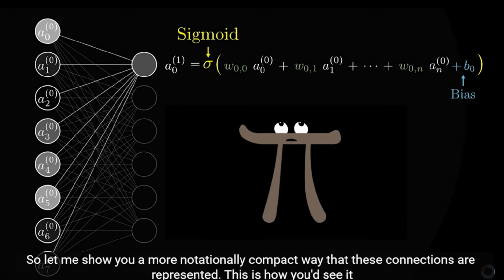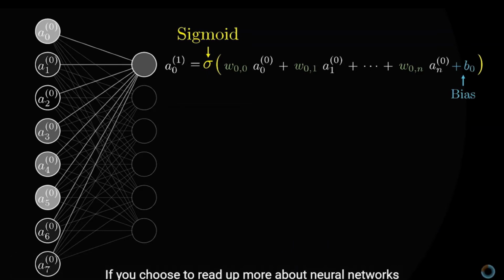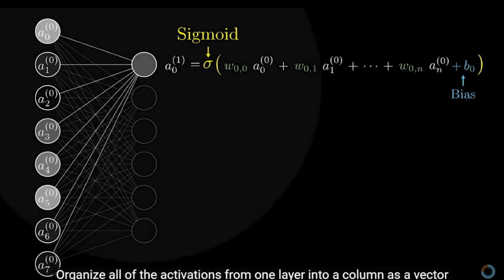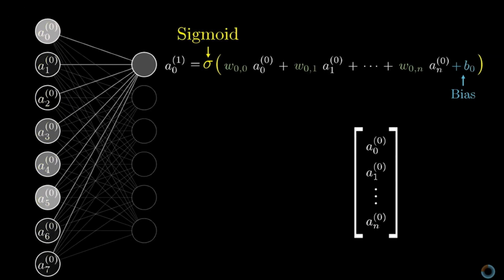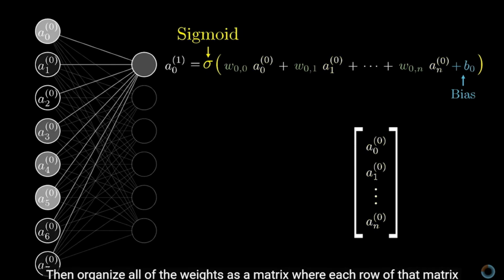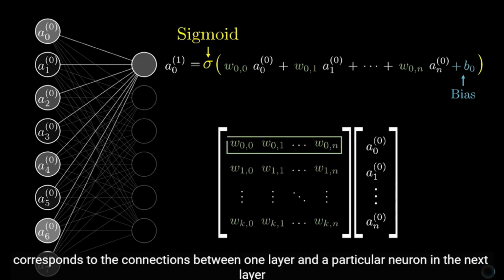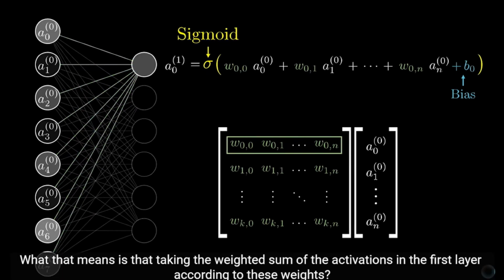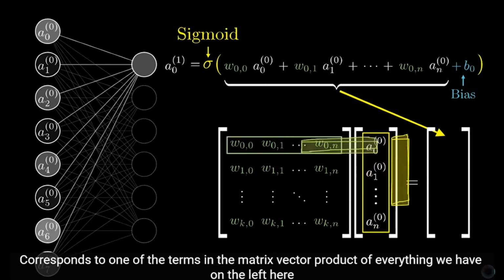So let me show you a more notationally compact way that these connections are represented. This is how you'd see it if you choose to read up more about neural networks. Organize all of the activations from one layer into a column as a vector. Then organize all of the weights as a matrix, where each row of that matrix corresponds to the connections between one layer and a particular neuron in the next layer. What that means is that taking the weighted sum of the activations in the first layer, according to these weights, corresponds to one of the terms in the matrix vector product of everything we have on the left here.